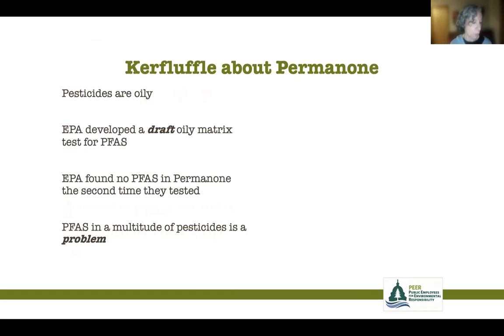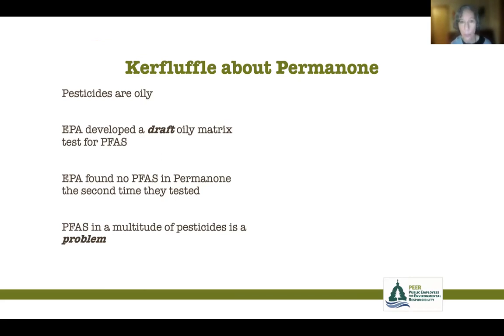Our finding with the Maryland Pesticide Education Network on Permanone, EPA also tested that. And originally they confirmed our findings and found PFAS in Permanone. But the problem is that pesticides are very oily, usually. Some of them are granular, but most of them are an oily liquid. And EPA did not have a test that was adequate for oily matrices. So they just recently, at the end of September, I believe, developed a draft test for oily matrices like pesticides.